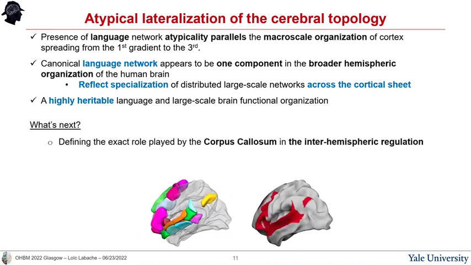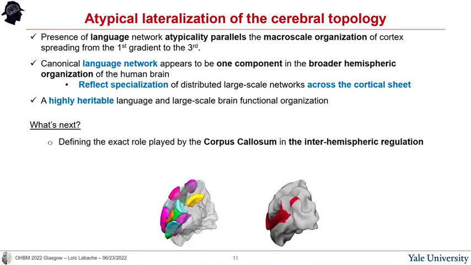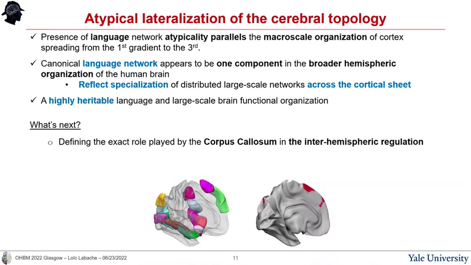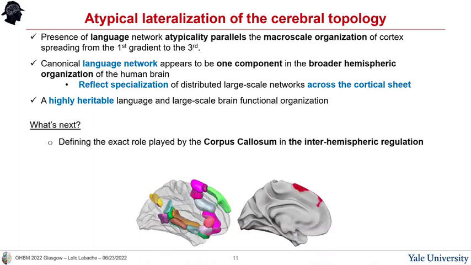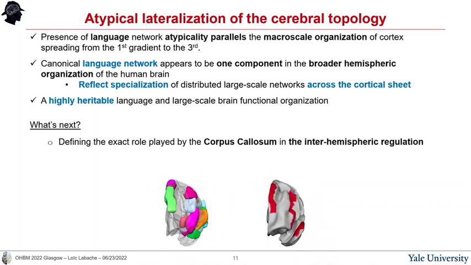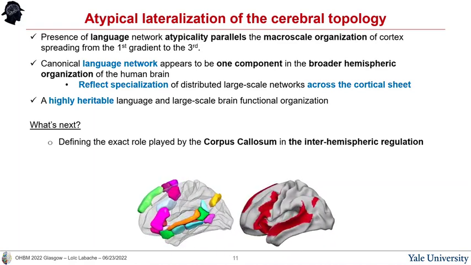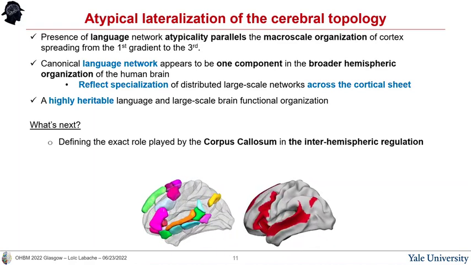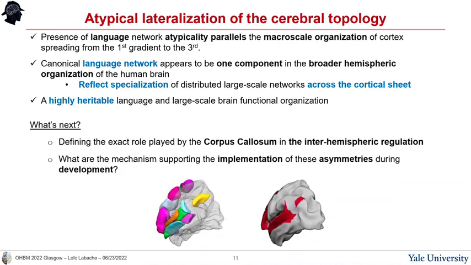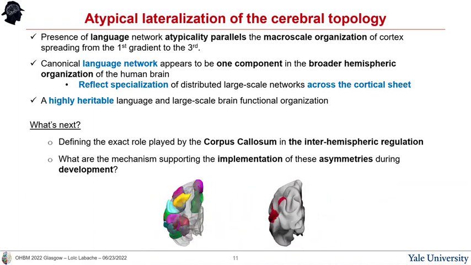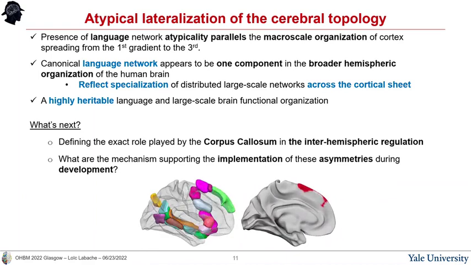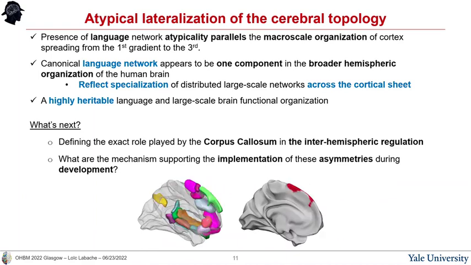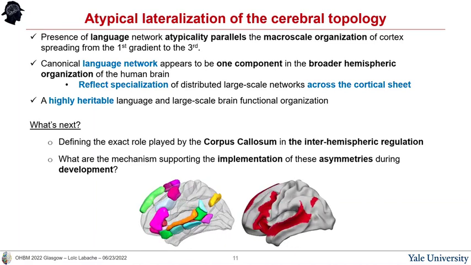And we still have some questions. A few questions that we can ask next are to define the exact role of the corpus callosum in the interhemispheric regulation of language, and more globally, the hemispheric organization and regulation. And we can also ask what the mechanisms are that support the implementation of these asymmetries during development.